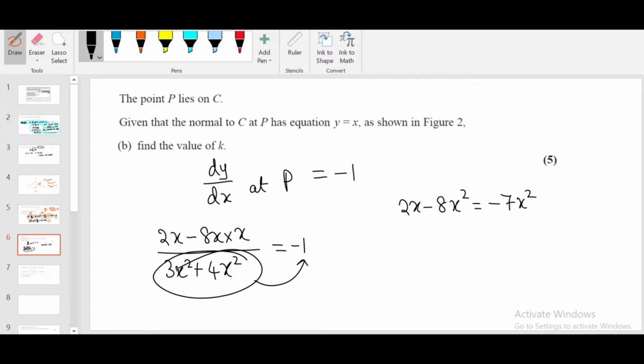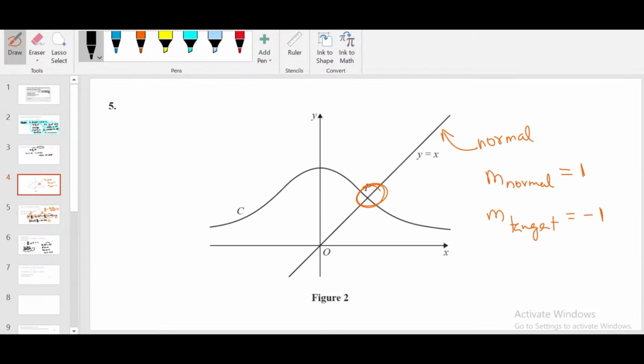Solve for x. So probably you can bring it here. Put everything on one side, you will get minus 7 plus 8 is 8x square minus 2x is 0. x times (x minus 2) is equal to 0. x is equal to 0 or x is equal to 2. What does that mean? There are 2 points, x is equal to 0 and x is equal to 2. But definitely from the figure, this point is x is equal to 2. So the point P is basically (2, 2).